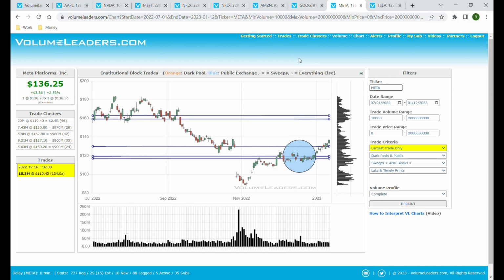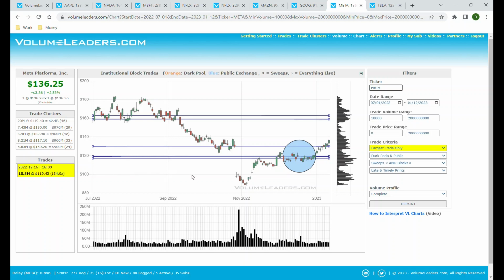Meta. This one's different than all the other ones. This goes back to July, this trade. We've got two clusters up here where you can see there's a lot of price action. We've got two down here, and one of them includes this large trade, which was 10 million shares on December 16th, and it's the 12th largest trade in its history.